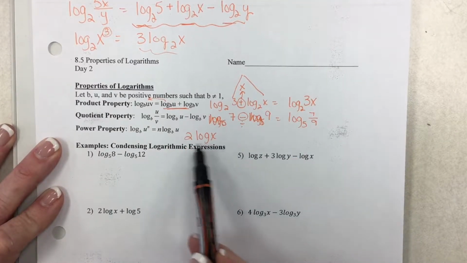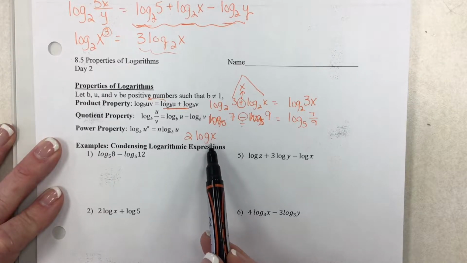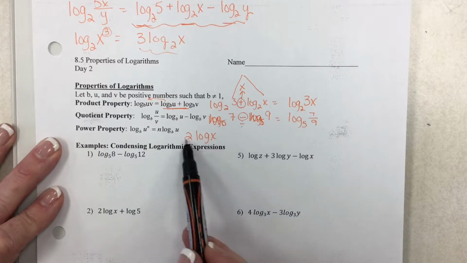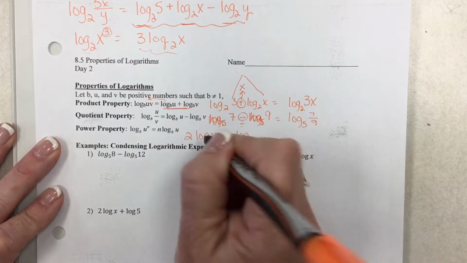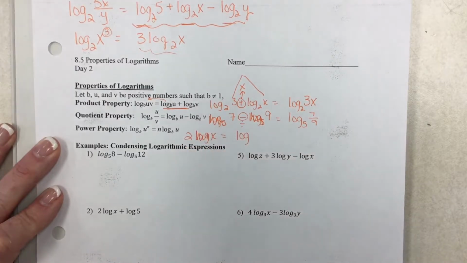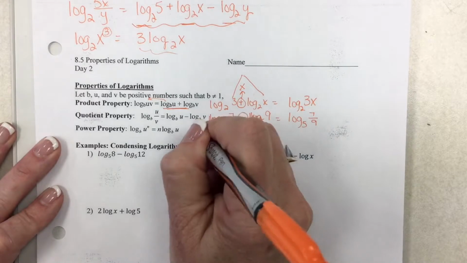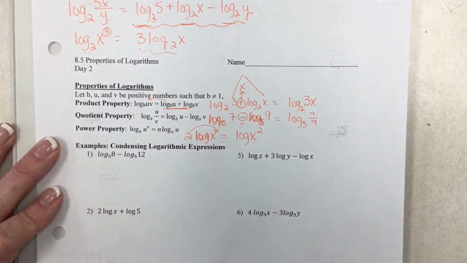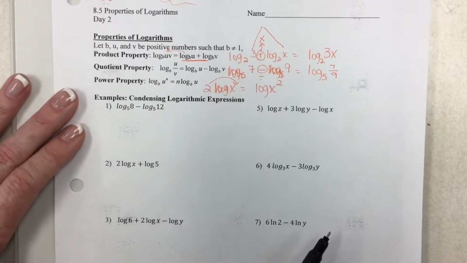There's no base on my log, so we call that the common log because it's an assumed 10. And since that 2's out in front, I know that I'm going to be using the power property. So I use my log, so I'll cross that off and I get x squared because the 2 goes on top. Okay? So really, everything we're doing is exactly what we did Friday, just in reverse. Okay, so let's work through these examples.